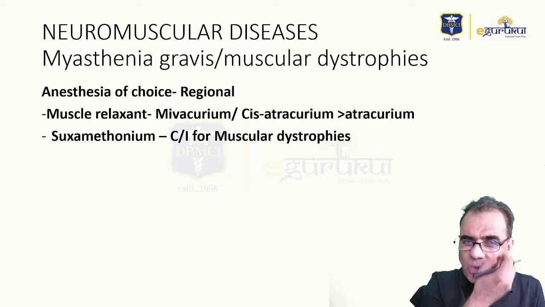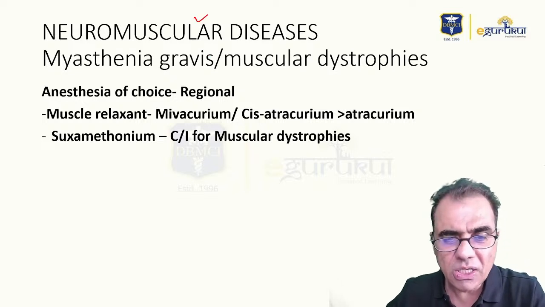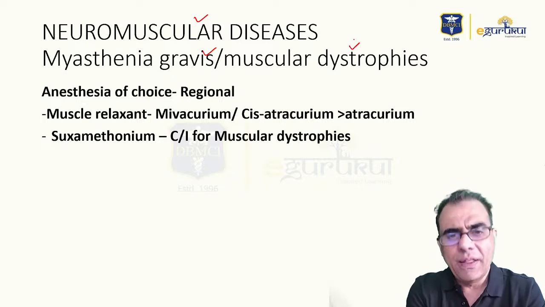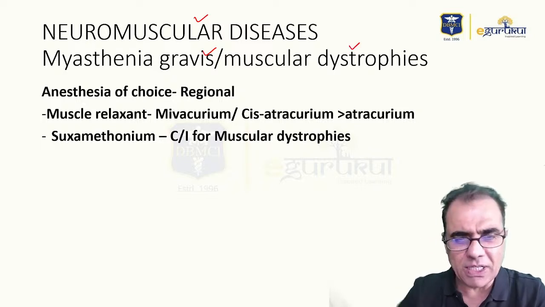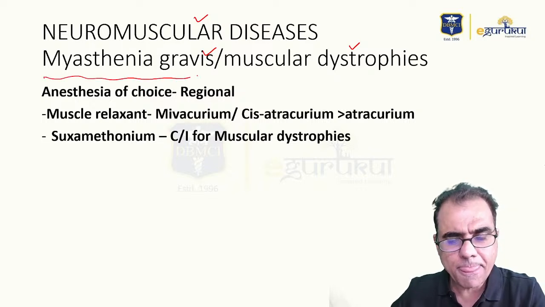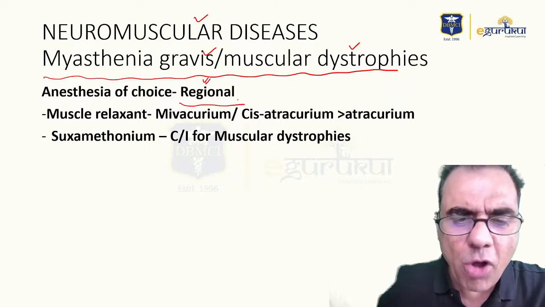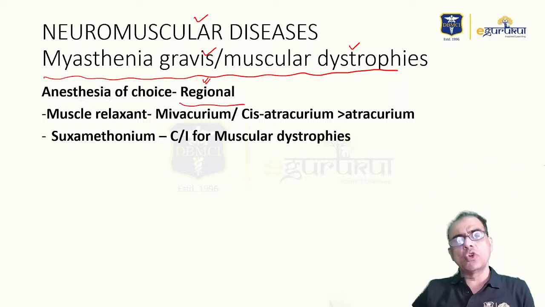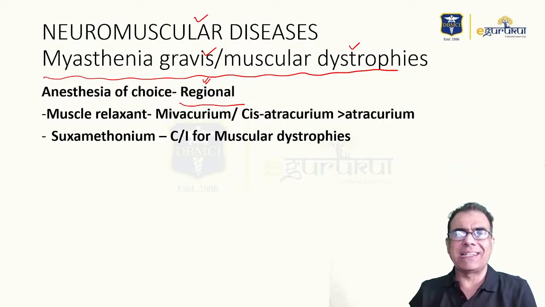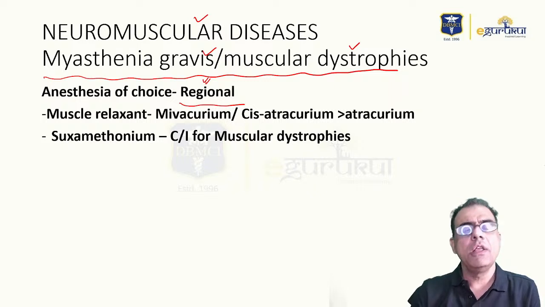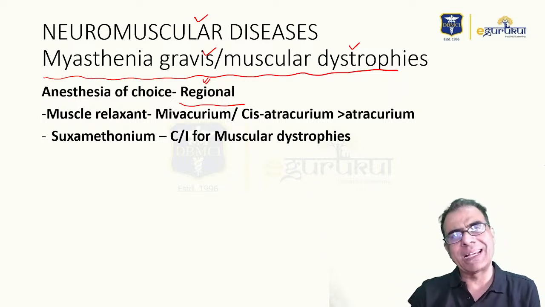Now patients with neuromuscular disease, like myasthenia gravis and muscular dystrophies. This is also commonly asked. Anesthesia of choice, obviously regional. See, the problem of patients with neuromuscular disease or muscular dystrophies is that they exhibit abnormal sensitivity to muscle relaxants. So our aim should be to avoid muscle relaxants. Avoiding muscle relaxants means avoiding GA. So anesthesia of choice is regional.